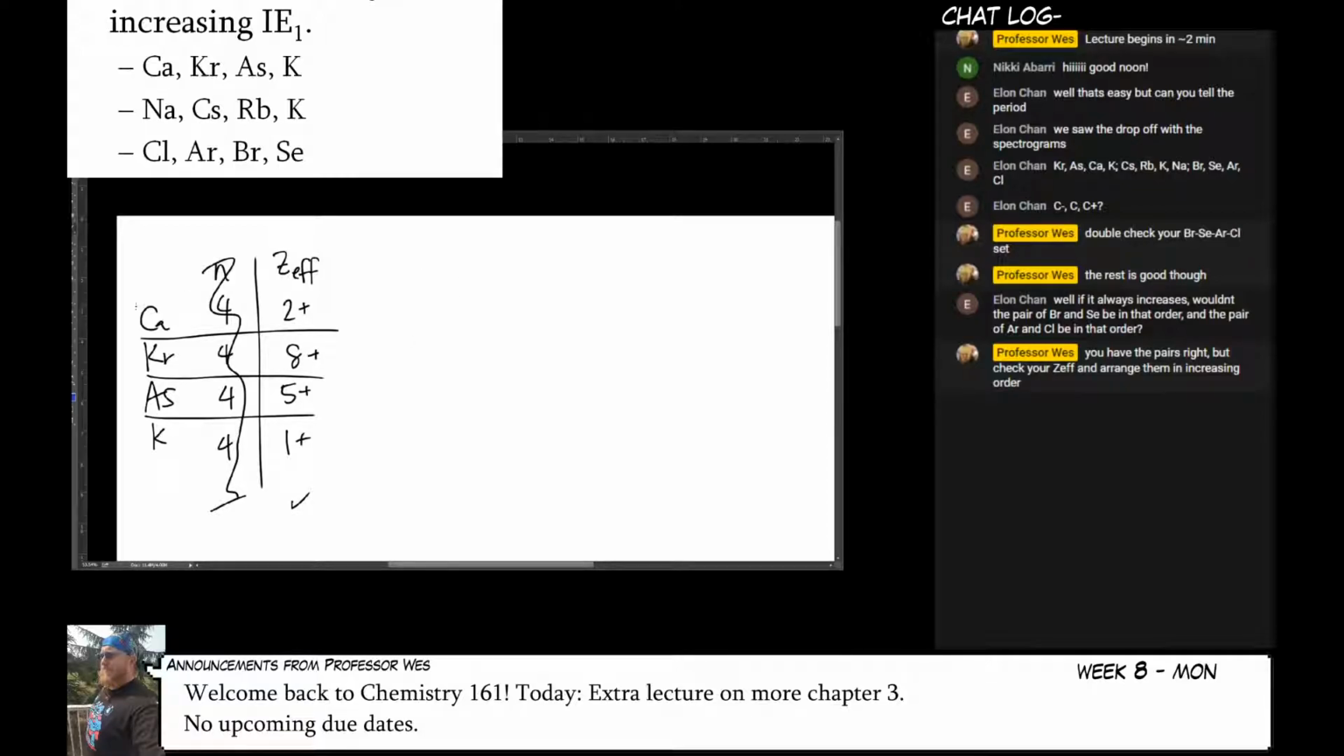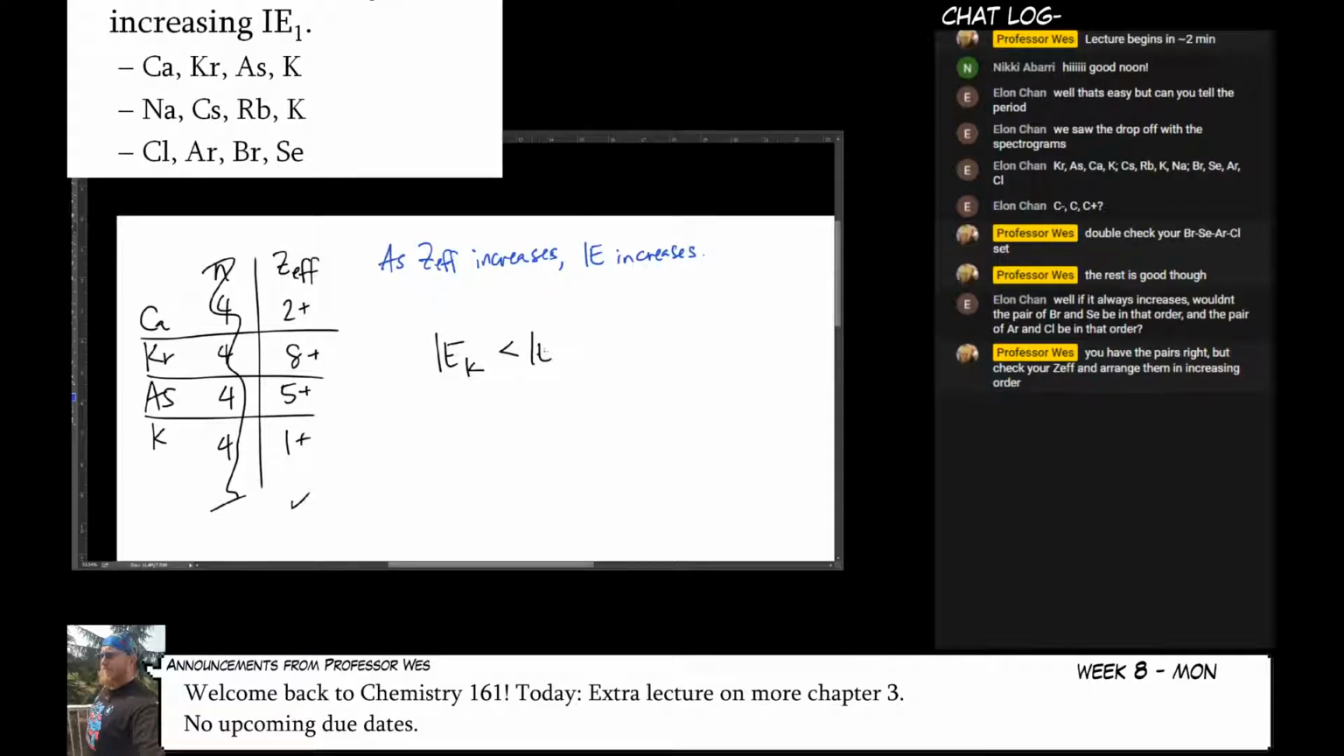So remember that we can say as Z effective increases, ionization energy increases too. Because you have a stronger charge pulling your electrons towards the nucleus. It's the same reason that radius decreases, because the electrons are being pulled closer and closer and closer. So since they're all only differing by Z effective, we'll just sort them by Z effective. So the ionization energy for potassium must be the least.